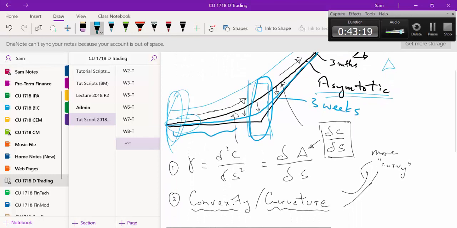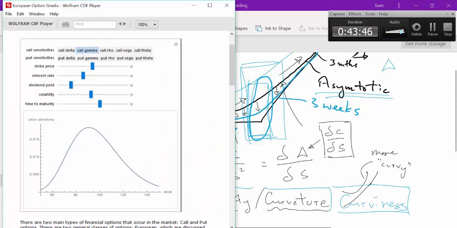So the maximum convexity or curvature, or curviness, if there is such a word, is happening around this area. This is when delta really is changing, in other words, okay? And if you want to know where delta is changing, just look for gamma, okay? So delta must be changing a lot around this area here.